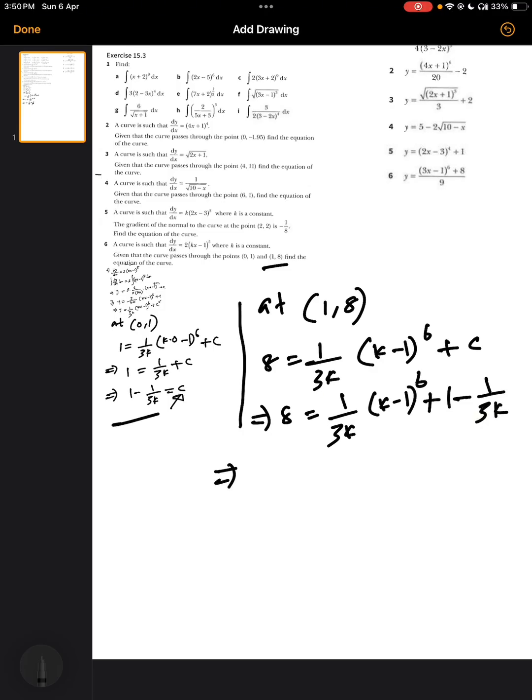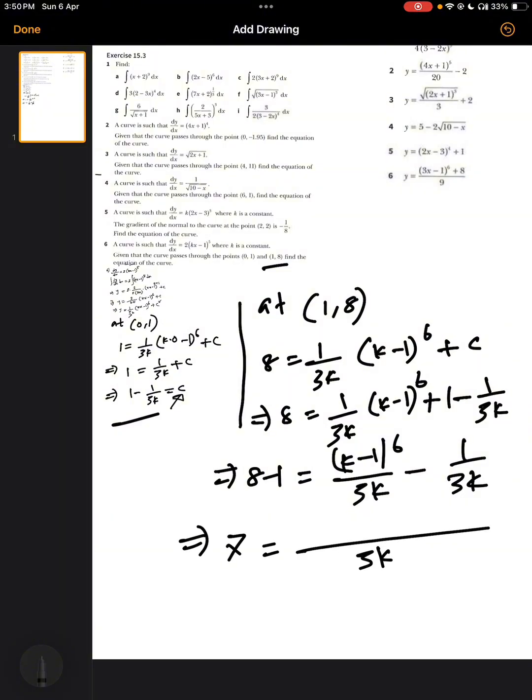Now I can subtract this from the left hand side, so 8 minus 1, which is 7. So (k minus 1) to the power 6 over 3k minus 1 by 3k. There is 7, so 3k is our LCM, like (k minus 1) to the power 6 minus 1 here. This is the fact actually. Now, there are no alternate methods to solve this question, so we have to use trial and error of values of k.